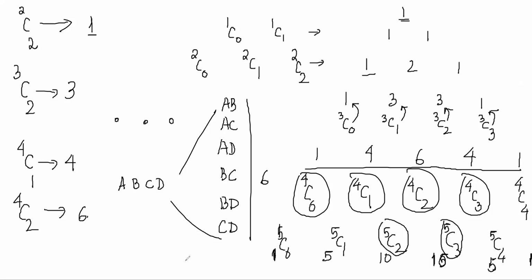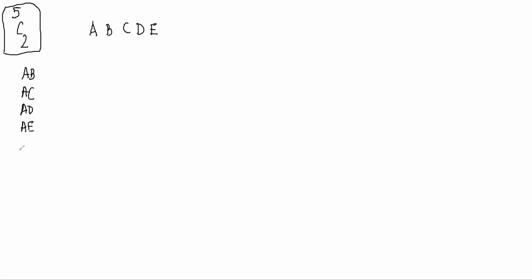Because let's say you have A, B, C, D, E, right? Suppose you try to select two things out of this, 5C2, right? So you have to select two, right? So you can do AB, AC, AD, AE, right? Then you can do BC, BD, BE, CD, CE, DE, right?